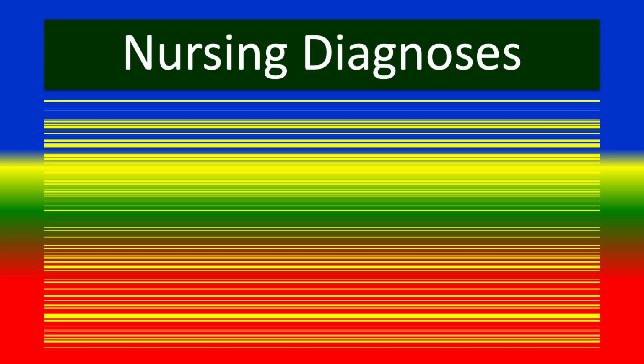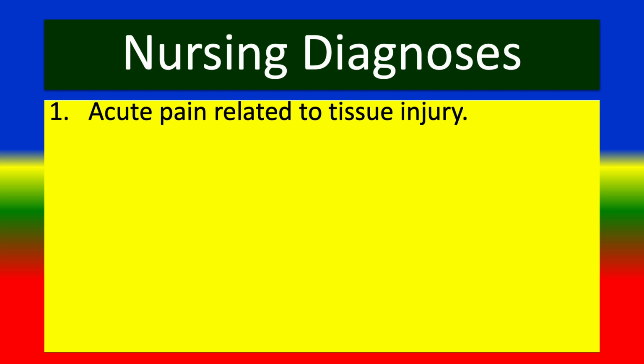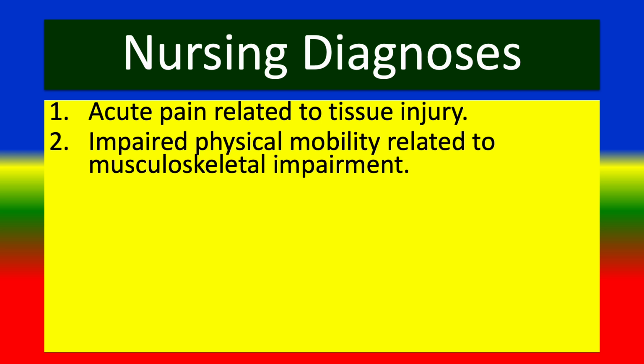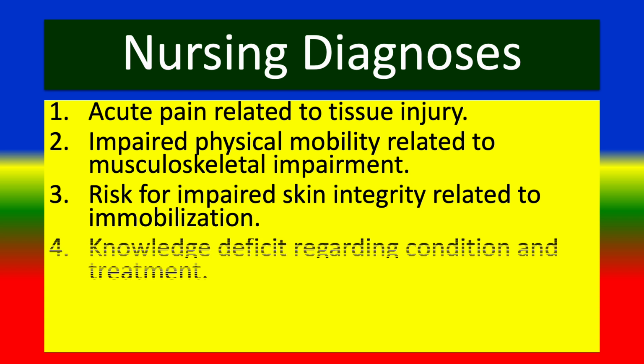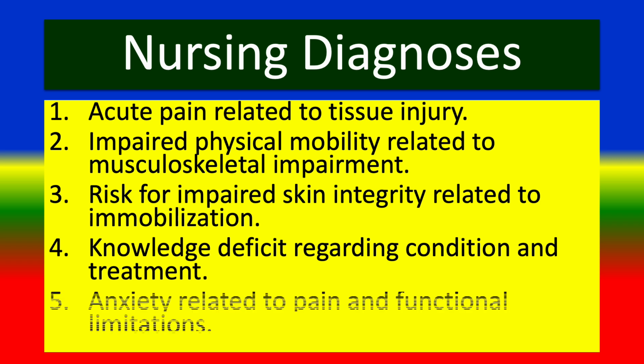Nursing diagnosis. 1. Acute pain related to tissue injury. 2. Impaired physical mobility related to musculoskeletal impairment. 3. Risk for impaired skin integrity related to immobilization. 4. Knowledge deficit regarding condition and treatment. 5. Anxiety related to pain and functional limitations.